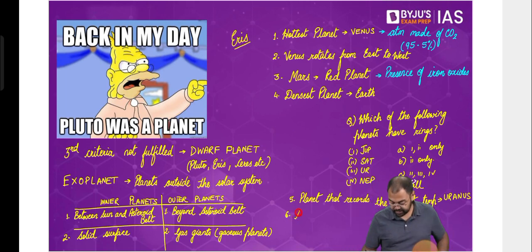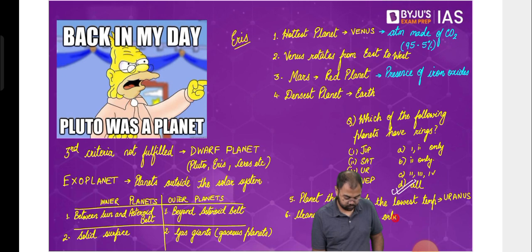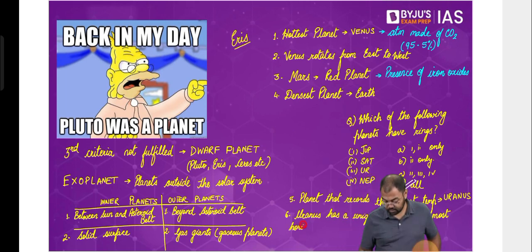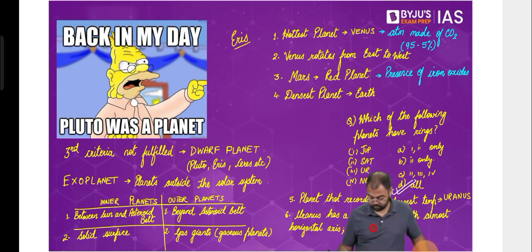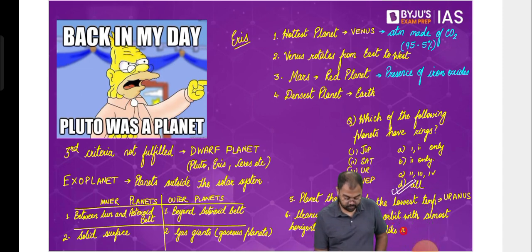So in a manner we can say that Uranus has a unique orbit with an almost horizontal axis, so it looks like it is rolling around the sun.